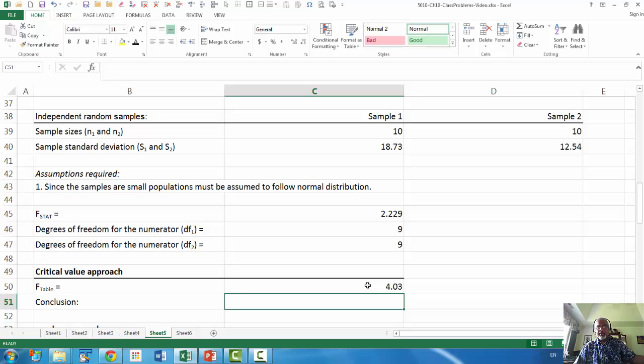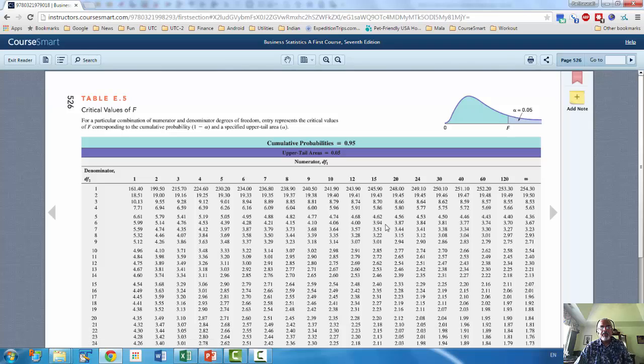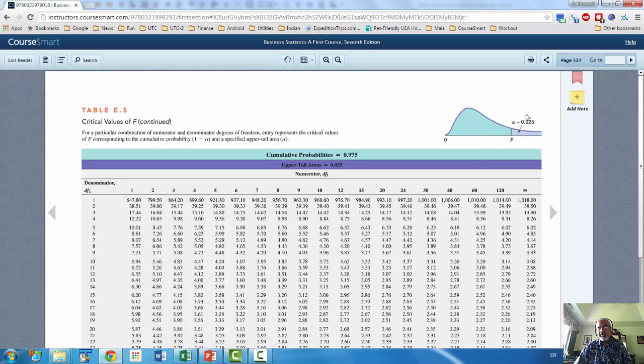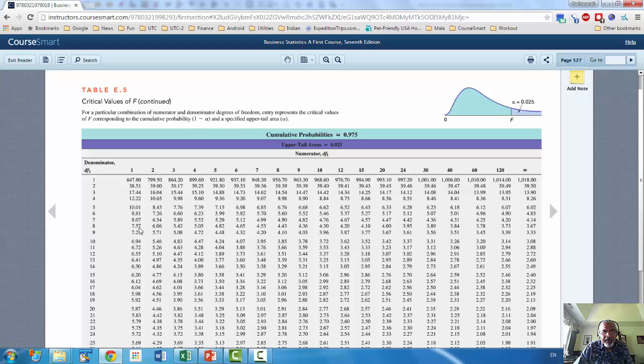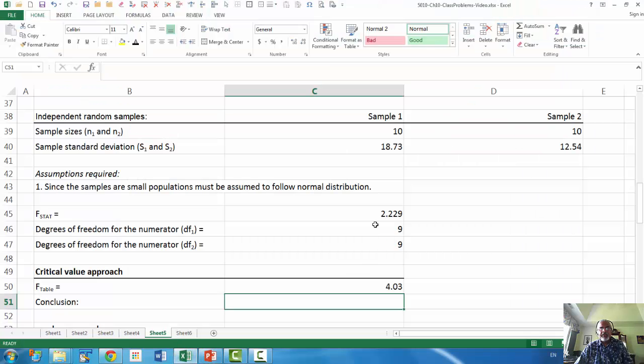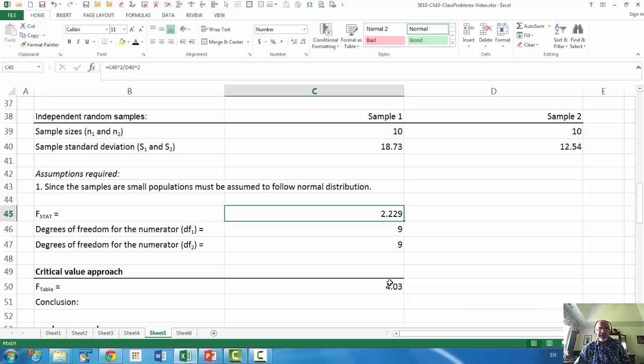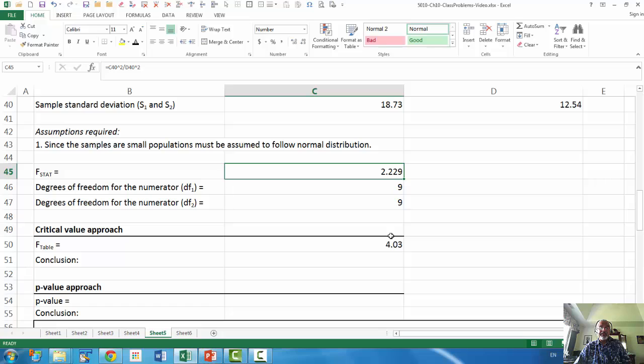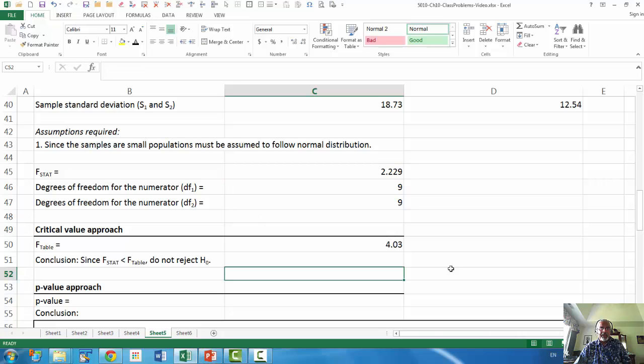Okay, so for tail area of 0.025 and degrees of freedom 9 and 9. Once again, the first F table is for a tail area of 0.05. So we need to go to the F table for tail area of 0.025, and then 9 and 9 you see is 4.03 right there. So let's go back to the Excel file. And since the F statistic is less than the critical value, we cannot reject the null hypothesis, and that's the conclusion. So do not reject.